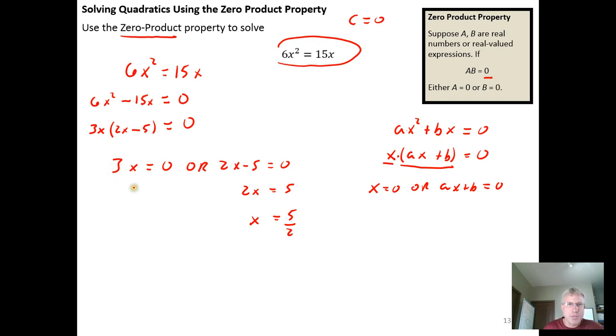Here, if I divide both sides by 3, I'm still going to have x equal to 0. And in fact, anytime we have an equation that has this form, x equal to 0 is going to be one of the two solutions. And if I put this in set notation, I would say x is an element of the set that contains 0 and 5 halves.